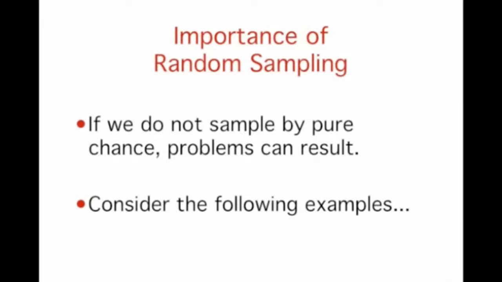To see why random sampling is important, consider the following ways that a sample can be obtained. To build on your understanding of sample and population, identify both of these, and then consider the problem or problems with how the sample was selected.